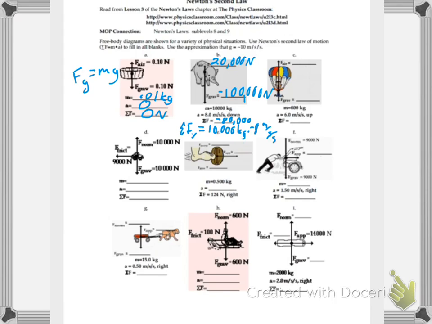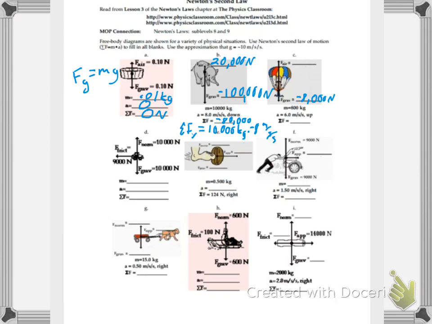Letter C. Here we're given a mass of 800 kilograms. So again, to find force due to gravity, it is mass times the gravitational field strength. That F sub g equals mg, where g is always 10. So our force due to gravity is 8,000 newtons, and it is going down, so it is negative.